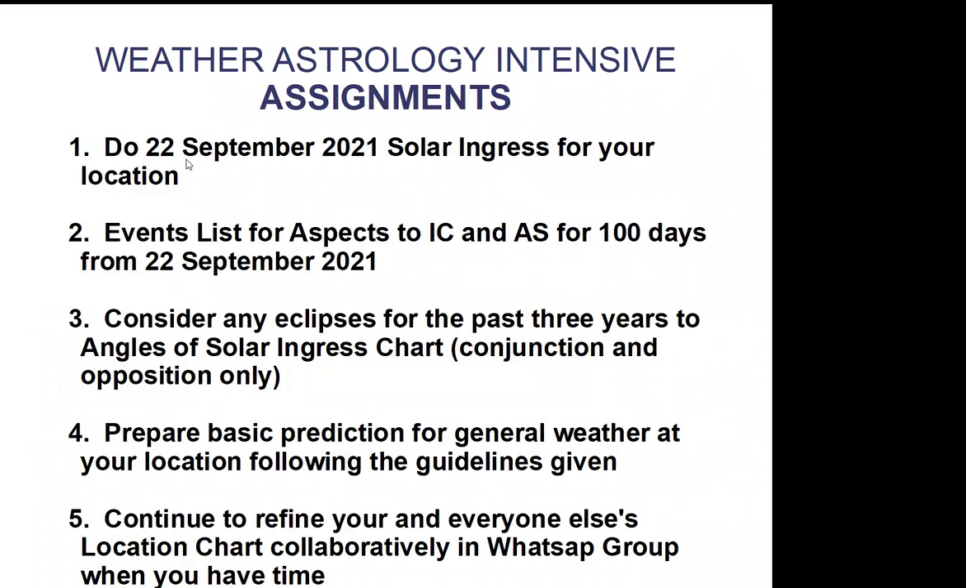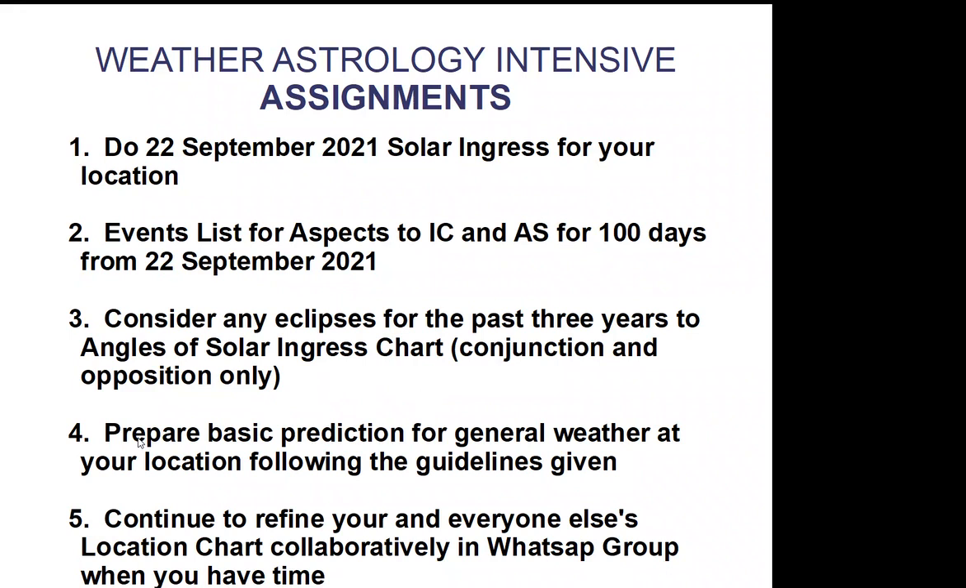And our assignment, I would like each person to do the solar ingress for your location. Events list for aspects to the IC and ascendant for 100 days from the 22nd of September. Look at any eclipses for the past 3 years. That's why I gave you all those years of eclipses in your notes, and see if any of the things in your solar ingress chart by conjunction, only use conjunction and opposition for eclipses. See if anything is sitting on a sensitive degree.